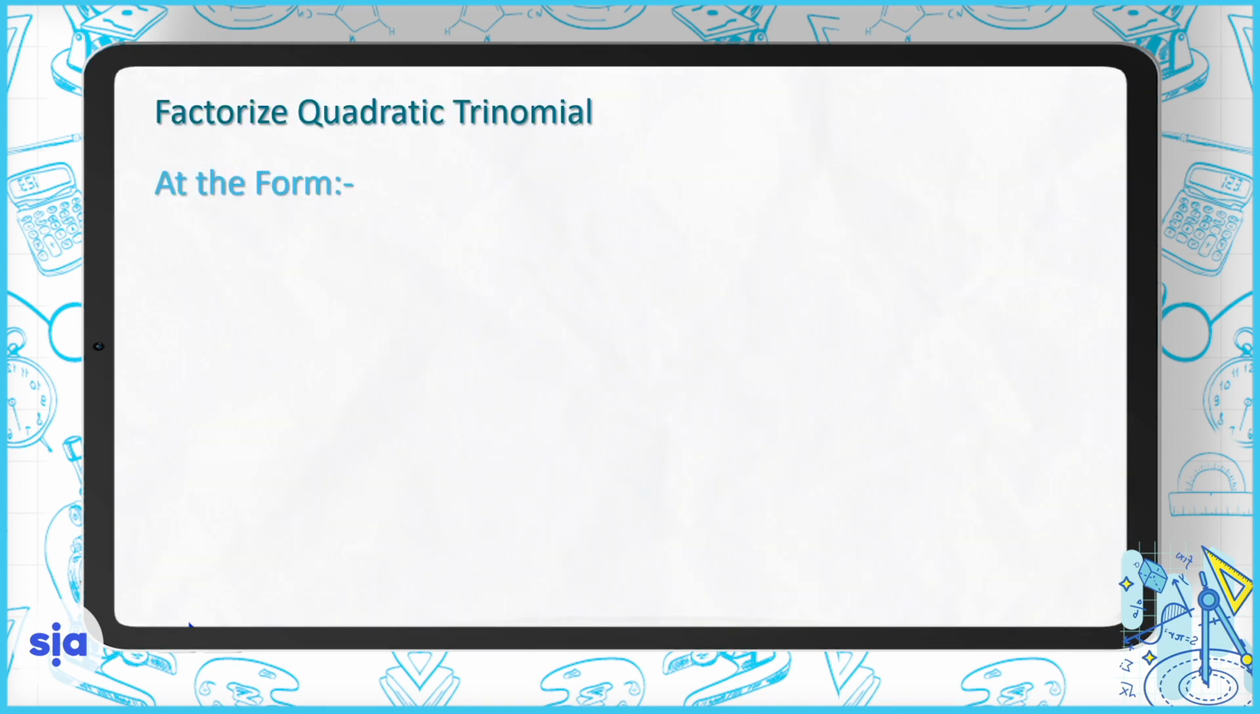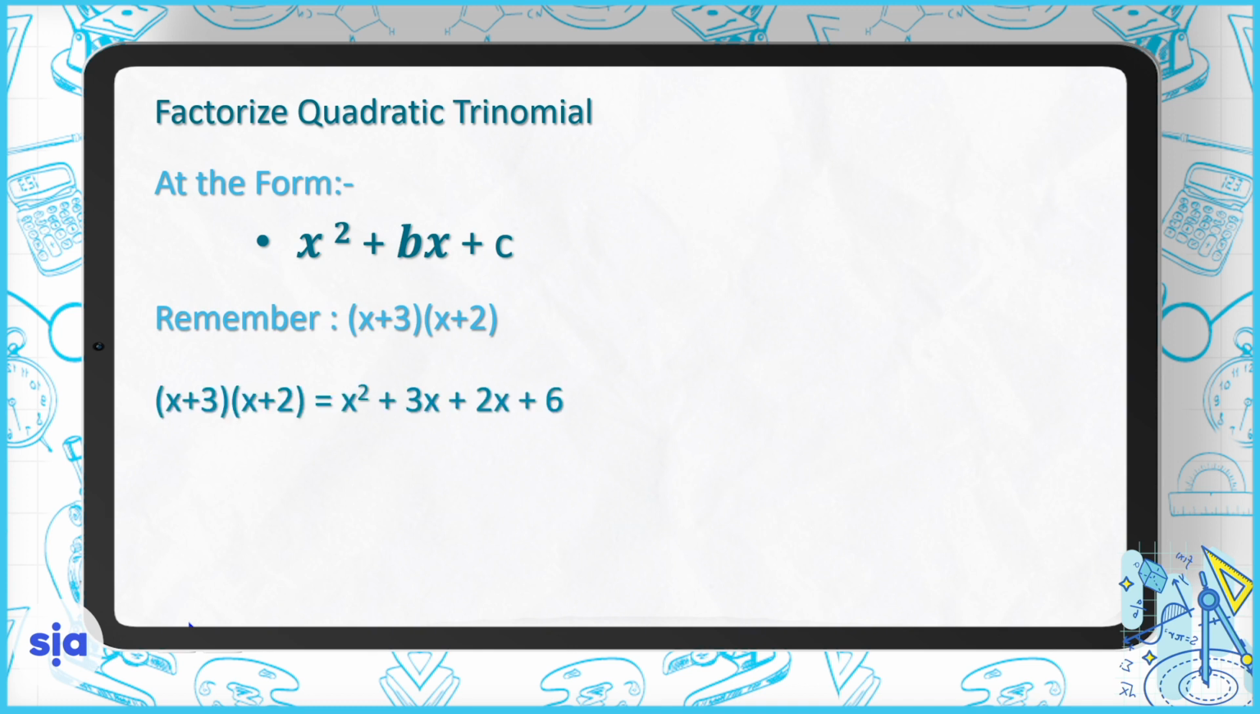If we have it in the form of x squared plus bx plus c, we can easily factorize it. For example, if I have x plus 3 times x plus 2, if you expand this bracket, it will be x squared plus 3x plus 2x plus 6. If you combine the like terms together, it will be x squared plus 5x plus 6.